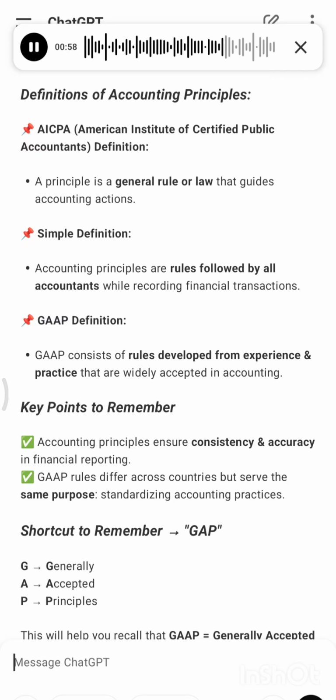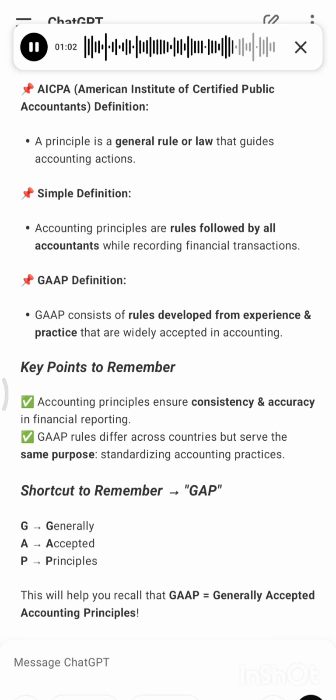GAAP key points to remember. Accounting principles ensure consistency and accuracy in financial reporting. GAAP rules differ across countries but serve the same purpose, standardizing accounting practices. Shortcut to remember: generally accepted principles. This will help you recall that GAAP equals generally accepted accounting principles.